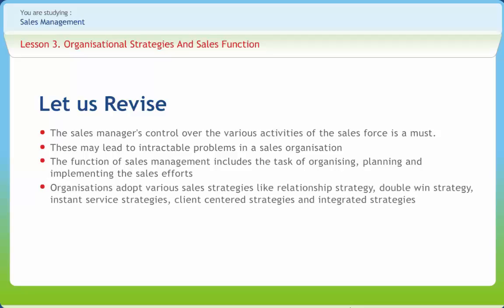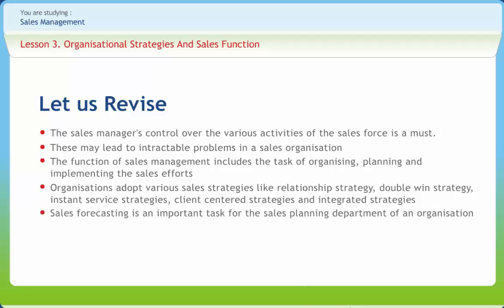Organizations adopt various sales strategies like relationship strategy, double win strategy, instant service strategies, client-centered strategies, and integrated strategies. Sales forecasting is an important task for the sales planning department of an organization. Accurate forecasting requires market knowledge and the existence of a comprehensive marketing information system.